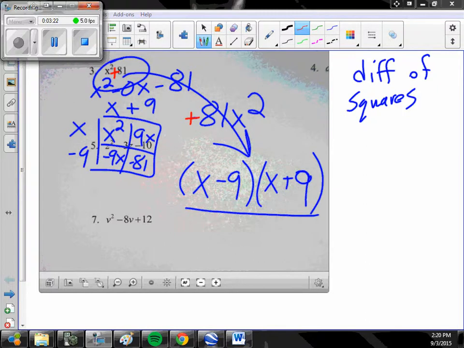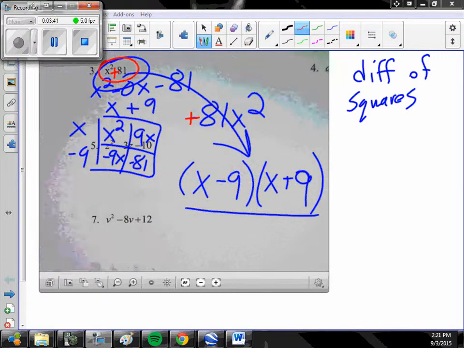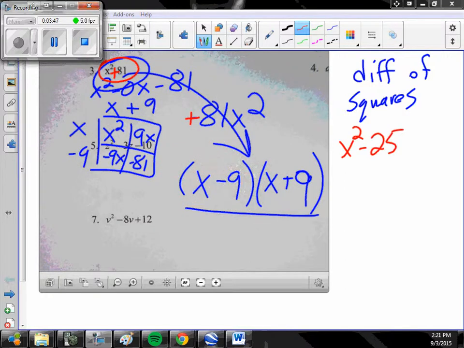Well, you either add 9 and 9 and get 18, or you add negative 9 and negative 9, which is negative 18. So one has to be positive and one has to be negative. But if you do that, you don't get a positive 81. So it doesn't work. So this would be prime. It does have factors. They just happen to be imaginary.